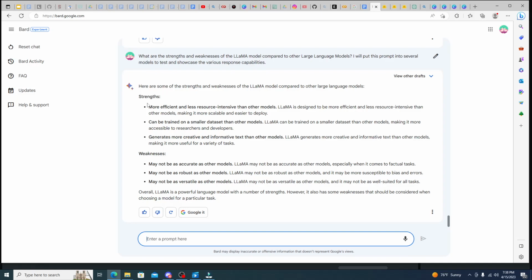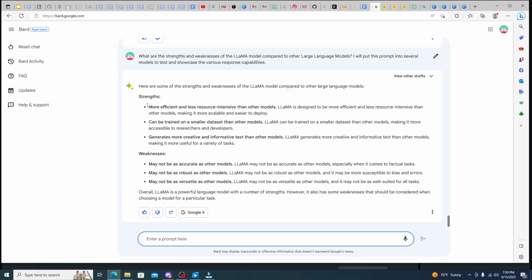Strengths. More efficient and less resource intensive than other models. Llama is designed to be more efficient and less resource intensive than other models, making it more scalable and easier to deploy. Can be trained on a smaller data set than other models. Llama can be trained on a smaller data set than other models, making it more accessible to researchers and developers. Generates more creative and informative text than other models. Llama generates more creative and informative text than other models, making it more useful for a variety of tasks.